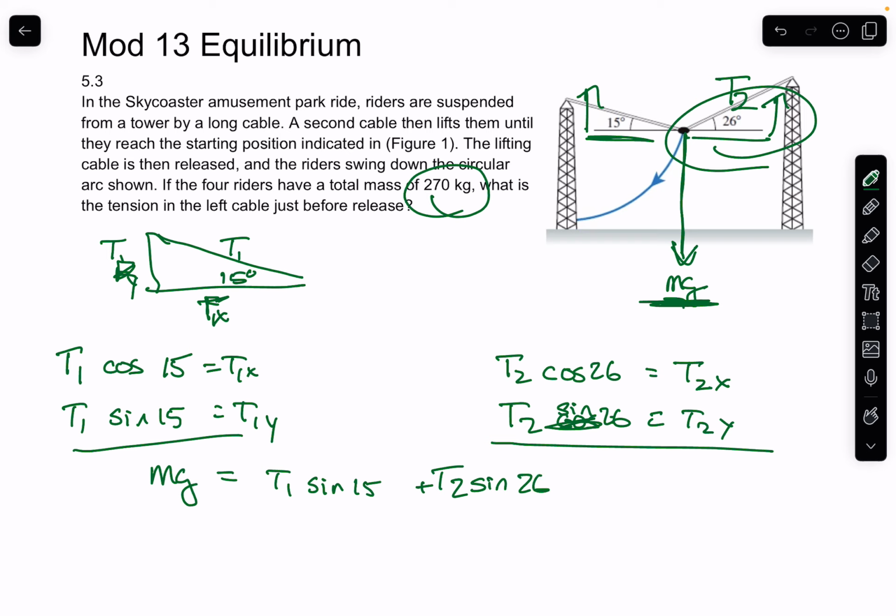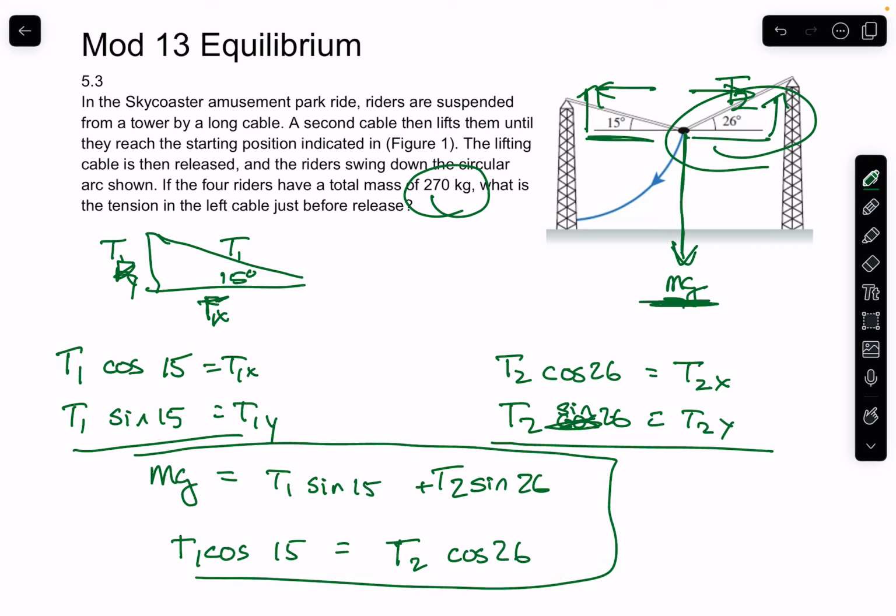Now the x's are even easier. They have to be balanced because this force is balanced. So you can say that T1 cos 15 equals T2 cos 26. Now we have two equations with two unknowns. Unknown 1 is T1, unknown 2 is T2.